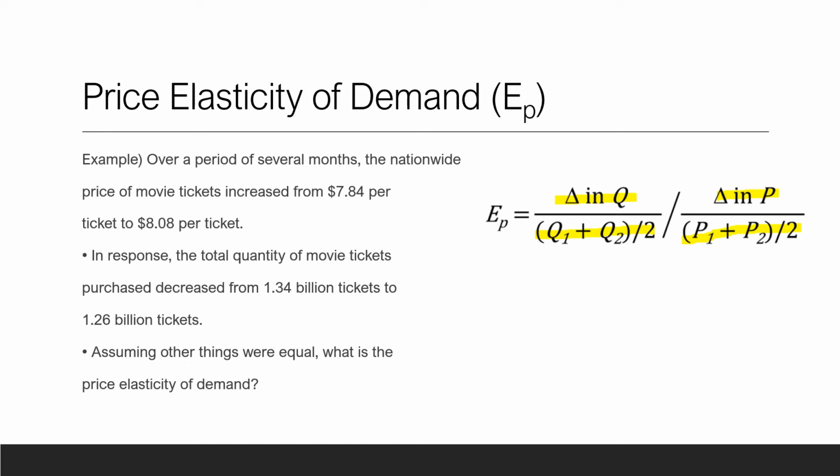Now, in response, the total quantity of movie tickets purchased decreased from 1.34 billion tickets to 1.26 billion tickets. Assuming other things were equal, what is the price elasticity of demand?